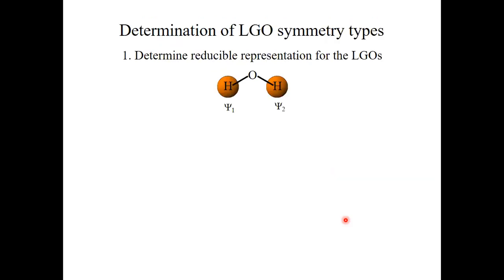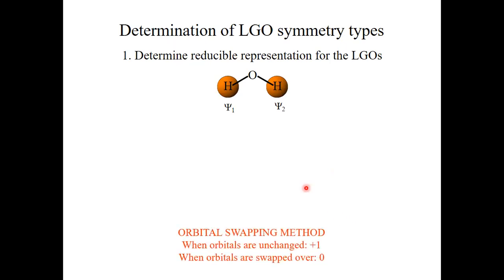Okay, so now how do we do this? We can do this by a method which is called the orbital swapping method. We apply the symmetry operations and decide if the symmetry operations swap the two orbitals or not. When they get swapped, the respective orbitals get a character of 0 in the reducible representation. If they do not get swapped, then the character is 1. That gives you all the characters for your reducible representation. So now let us just apply this.